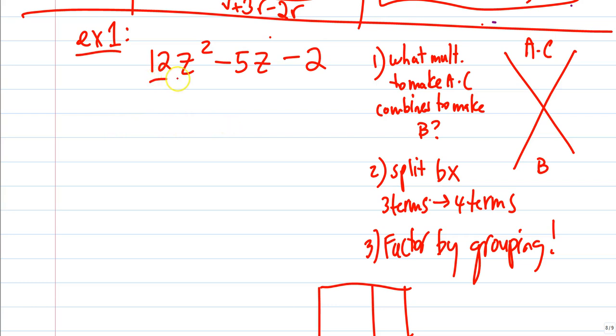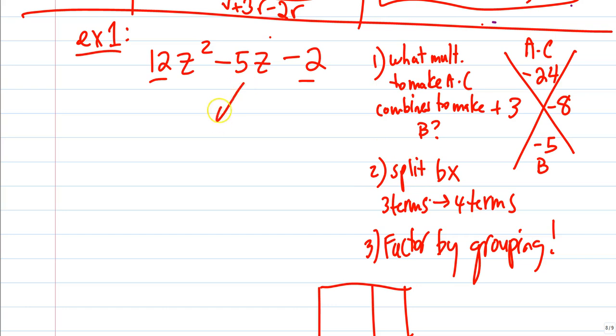See, what is 12 times negative 2? How about negative 24? And the B term is minus 5. I'm looking for two numbers that multiply to make that AC and combine to make the B. Well, 24 is 1 and 24, 2 and 12, 3 and 8, ding ding ding. 3 and 8 can make a negative 5 if the 3 is positive and the 8 is negative. The only weird thing about this is you have to figure out what you're going to do with those two numbers.